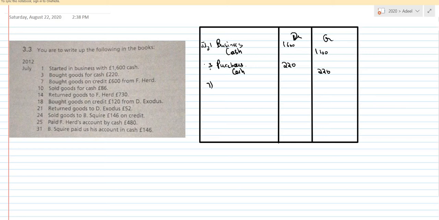7th of July. Bought goods on credit 600 from F Herd. Goods would be credited. Purchases, your purchases would be debited. And F Herd would be credited.